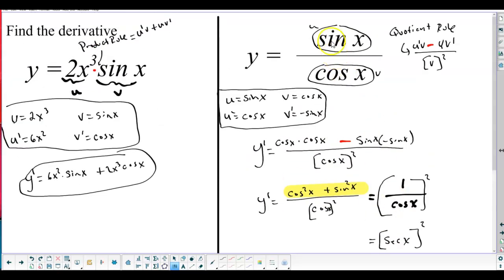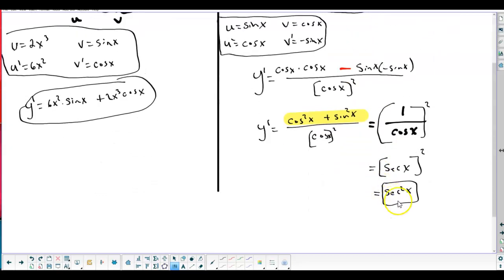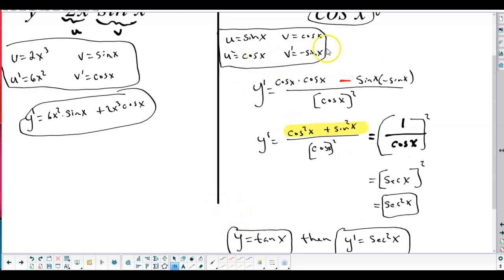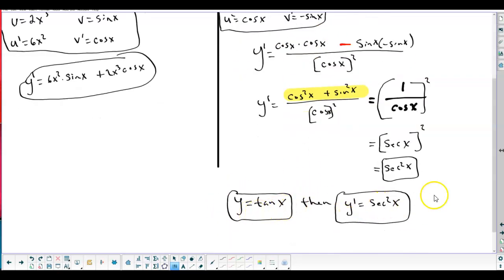Wait a minute, isn't sine over cosine just tangent? Oh boy, we just found the derivative of tangent. So you could add that to your fun fact. If y is equal to tangent, then the derivative of tangent is secant squared. That's not in this unit, but it's coming up. So kind of cool how we generated the derivative of sine and cosine from a graph, and then we used their derivatives to figure out the derivative of tangent.